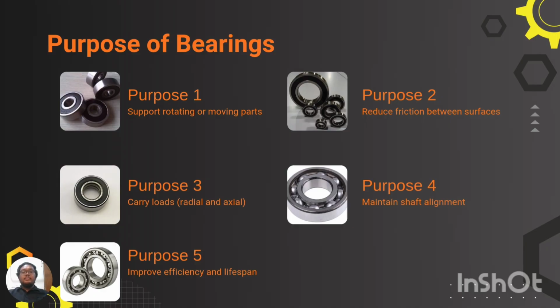So what are they? Radial acts perpendicular to the shaft, meaning from the side, and axial acts parallel to the shaft, meaning acting parallel along the axis of the bearings. Okay. Fourth, maintain shaft alignment. And fifth, improve efficiency and lifespan so that the bearings can last long.